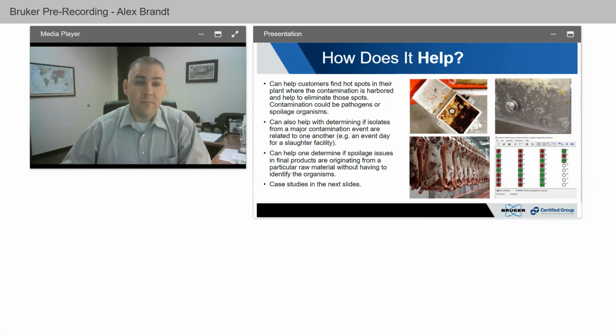Some other uses for this are looking at the relatedness of isolates when we have a major contamination event. One other type of facility we work with is beef cattle slaughter facilities, and they have things called event days, and we'll talk about that in the next few slides and give you a case study where that occurred. These are massive contamination events, and we want to be able to see if these isolates are linked to each other sometimes. That can be very helpful using the Bruker IR Biotyper.